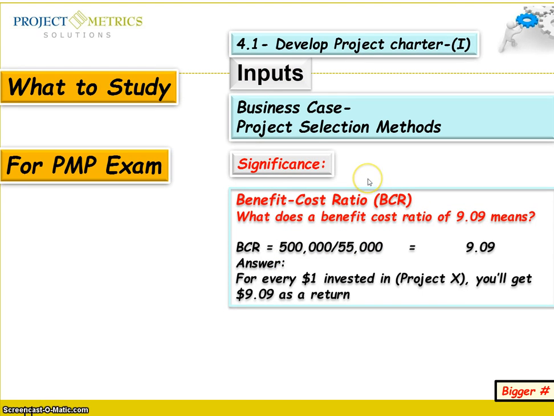For the significance, for example, you have the situation: what does a benefit cost ratio of 9.09 mean? They will provide you with the benefits and with the cost, and then you divide this by this and you get this number. So what does 9.09 mean to you? The answer is, for every dollar invested in a project, you will get 9.09 as a return.